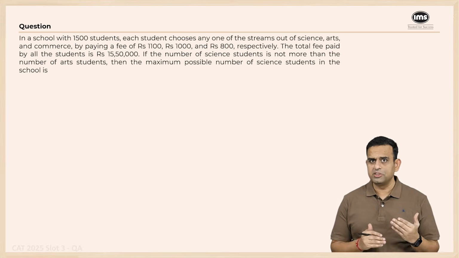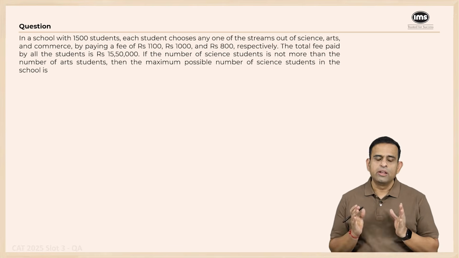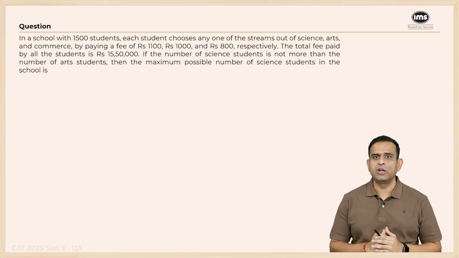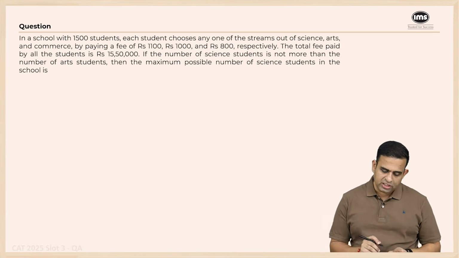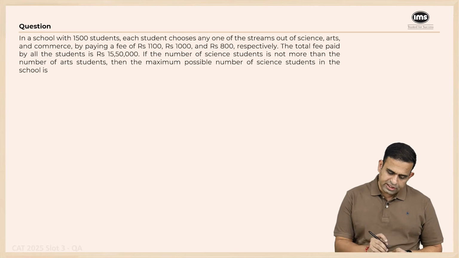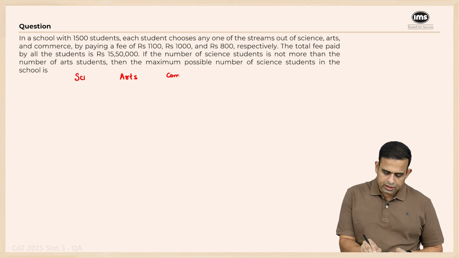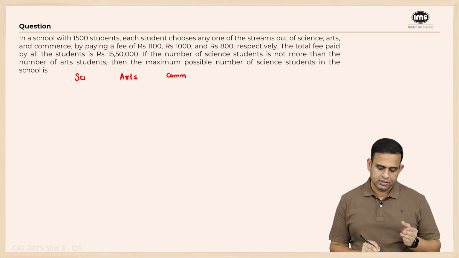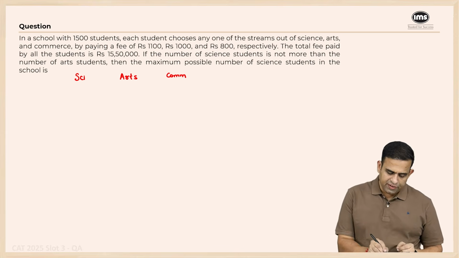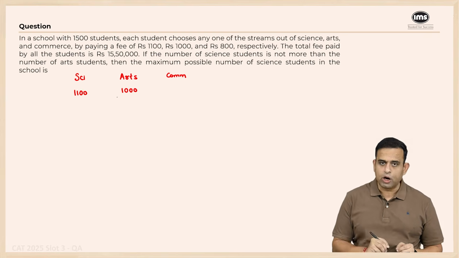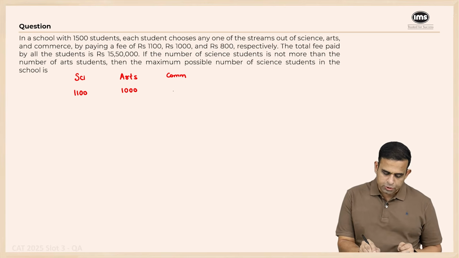So again, I will show you 2 methods to solve this particular question. The one with the help of equations, which you can say is the normal, conventional and traditional approach. So what do we have? Let's say basically we have 3 streams. One is science, then you have arts and you have commerce. And they've given the fee paid by each student: 1100 for science, for art that number happens to be 1000, and for commerce, that number happens to be 800.